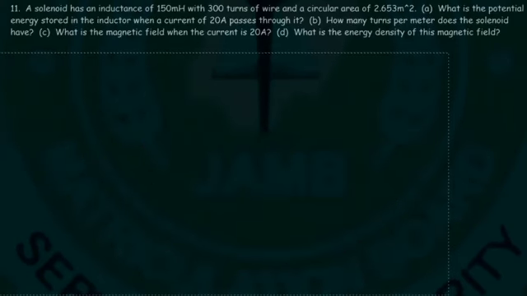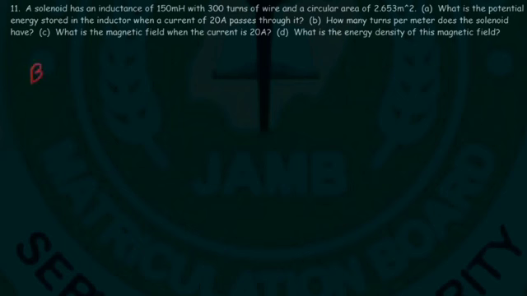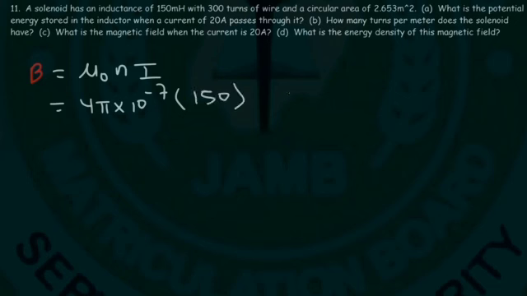Now let's move on to part C. What is the magnetic field when the current is 20? The magnetic field of a solenoid can be calculated using this equation. It's mu0 times n times I. Mu0 is 4 pi times 10 to the minus 7. Lowercase n is 150 turns per meter, and the current is 20 amps. So if we multiply these three things, this is going to be 3.77 times 10 to the minus 3 Tesla. So that's the answer for part C.